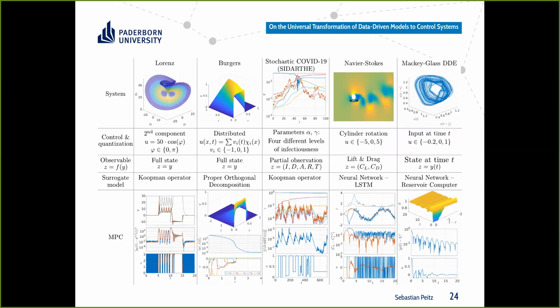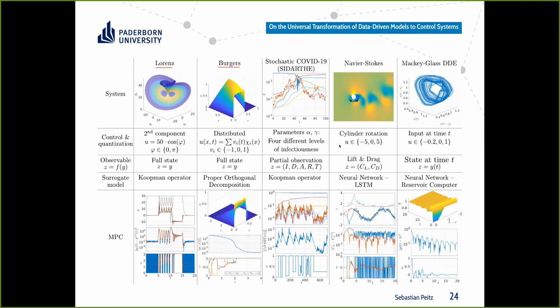This is now a pretty busy slide, but the intention is to show you that this works for quite a large number of systems and surrogate modeling techniques. So what we have tried for systems is the Lorenz system, which is a chaotic ODE, the Burgers equation, which is a nonlinear PDE. We have a stochastic differential equation, this COVID-19 model, which has been popular quite recently. We've tested it on the Navier-Stokes equations, again a PDE, and the Mackey-Glass delay differential equation, which is also chaotic. So you see a very large range of systems.